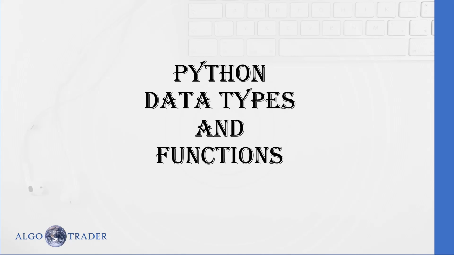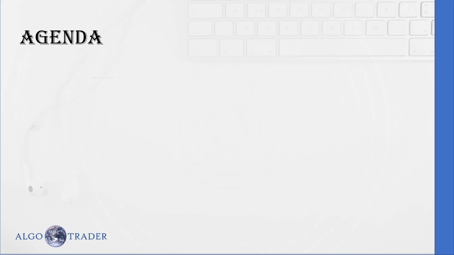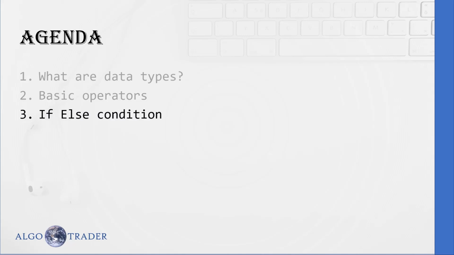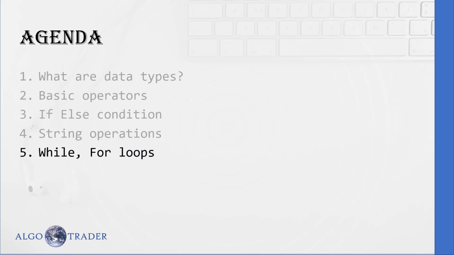Anyhow, let's start our second tutorial in Python. Today we are going to learn what data types are, if-else conditions, for and while loops, and an introduction to functions. Let's jump into the agenda. What are the data types? We'll see. And basic operators like plus, minus, equal, divide, etc. If-else condition: if some condition, do something, else some other condition, do something. And string operations. And we'll see what while and for loops are and how to use them in the code. Then we'll start with functions or methods.